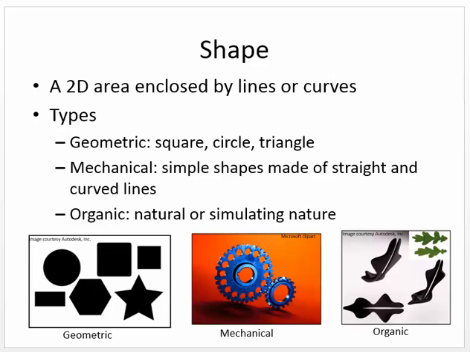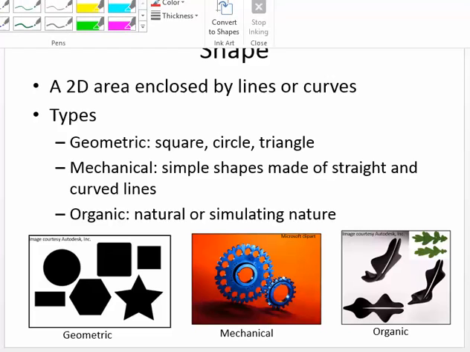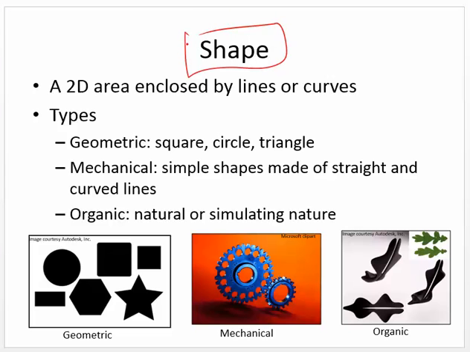Shape. All right, shape is a 2D area enclosed by lines or curves. We've talked about this. Shape is what we use to find area. So we have shapes here. We have circles, squares, stars, hexagons, rectangles. We have lots of circles. So our shape here is circles.